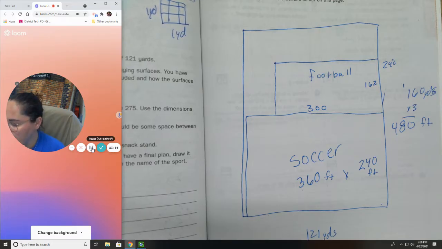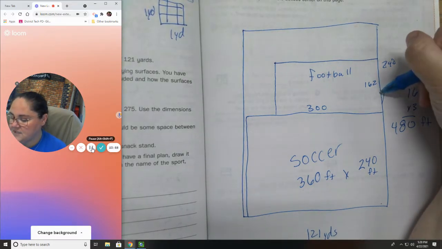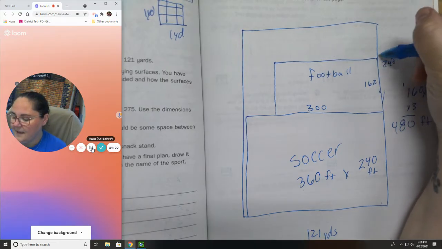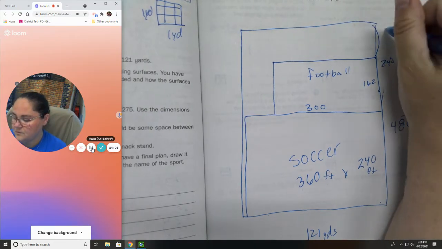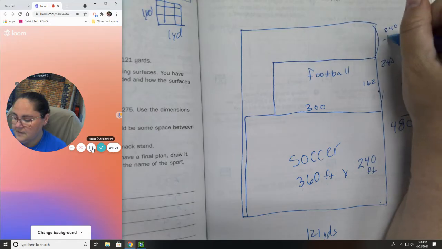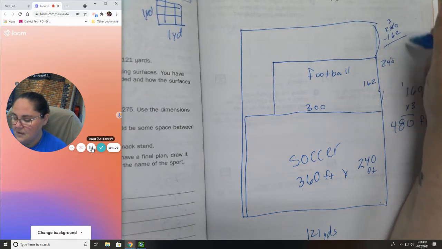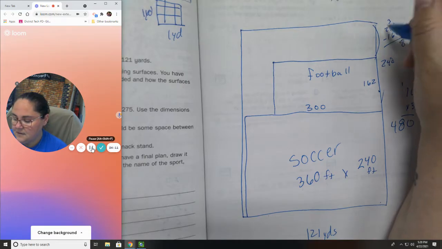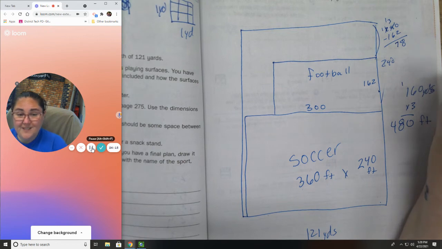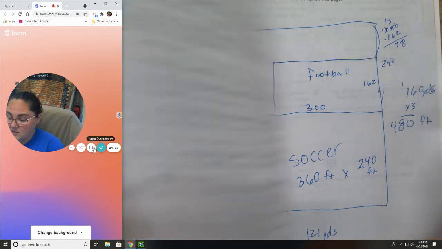Okay, above my football field. So if this is 162, what's my height here? 240 minus 162. That would be an 8, and that would be a 7. So about 78 feet tall still. Okay, so about 78 feet tall.